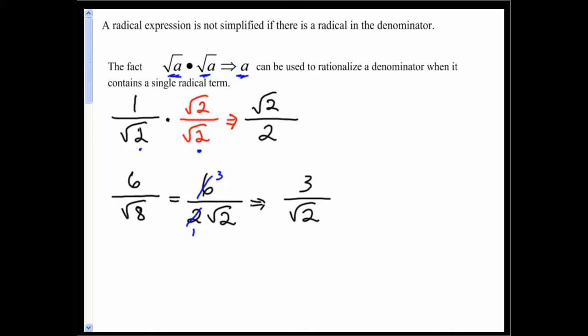To rationalize that denominator, we'll need to multiply by the square root of 2 over the square root of 2. So we're left with 3 radical 2 over 2. And there's now a rational number in the denominator.